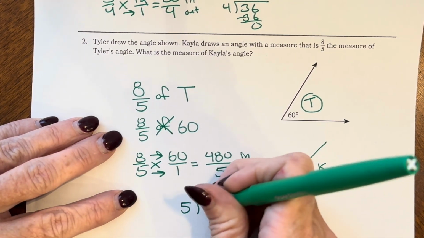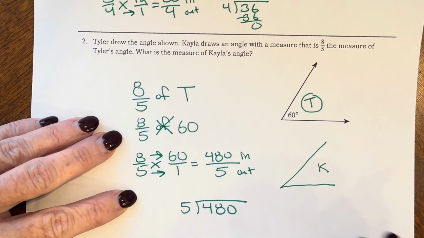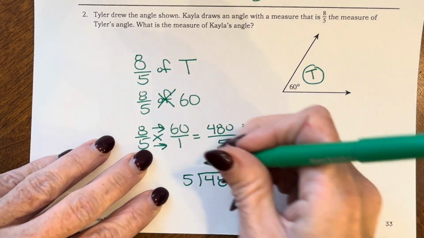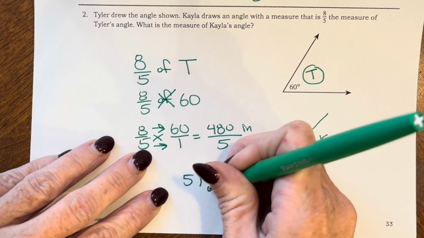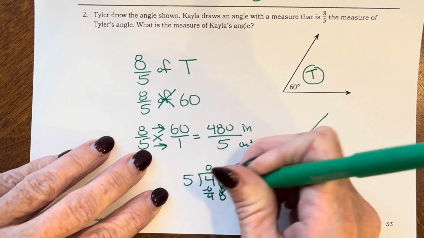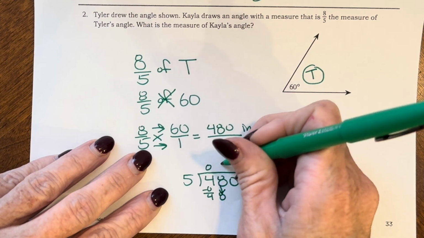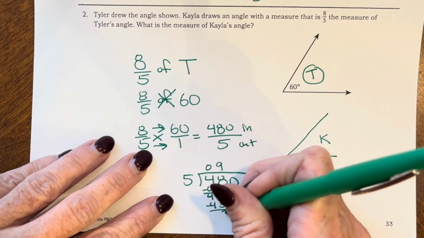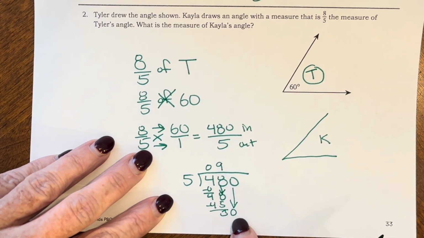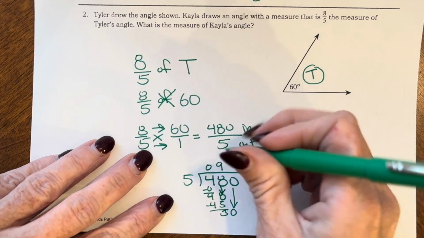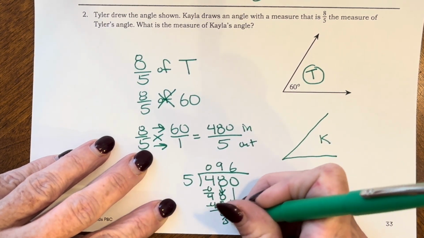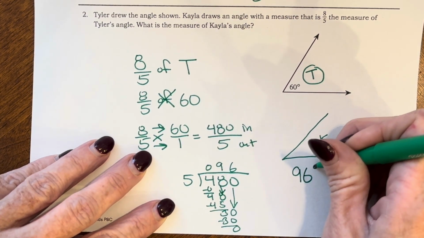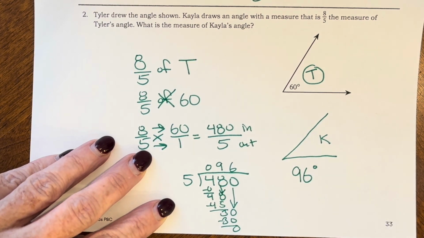So this would be a greater than 1 fraction because the numerator is larger. So let's find out what it is using our in and out strategy. So 4 cannot be divided by 5. That would be 0 times. 48 divided into groups of 5, we could make 9 groups. So 9 groups of 5 is 45. And 30, I can make 6 groups of 5. So 6 groups of 5 is 30. So Kayla's must be 96 degrees, and that's my degree symbol.